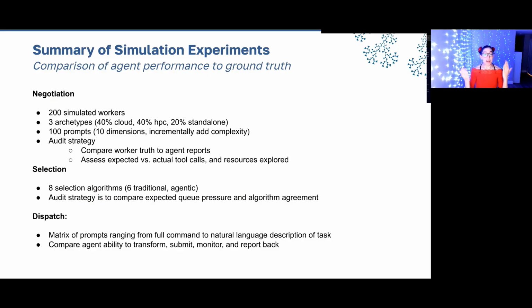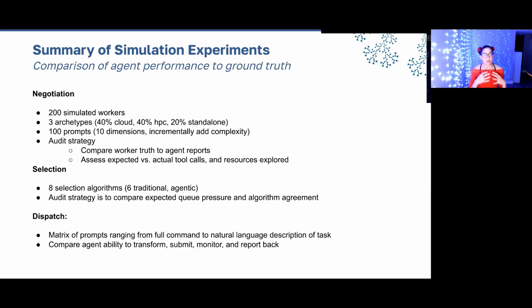So we just compare that to what the agent reports to see how often it hallucinates or maybe gets it wrong. And then we can also assess expected versus actual tool calls, because, for example, if you are asking an agent to do something very specific, there's going to be a certain number of expected tool calls. And then there's going to be other stuff that it does that you didn't really want it to do. So that was our negotiation.